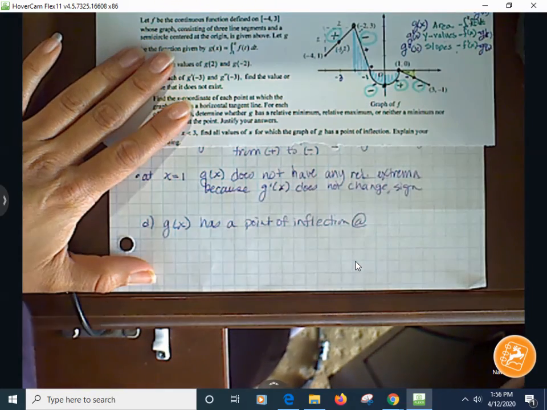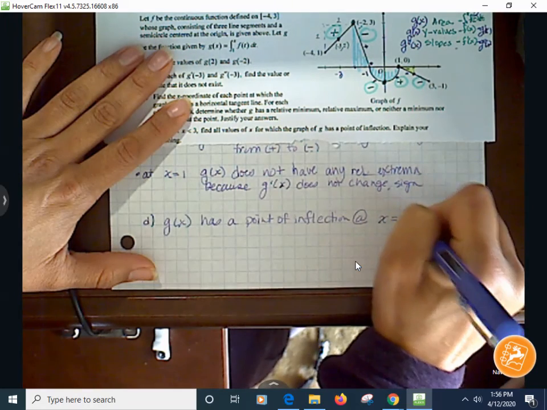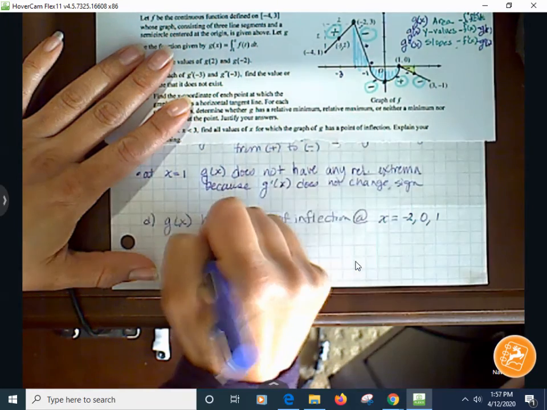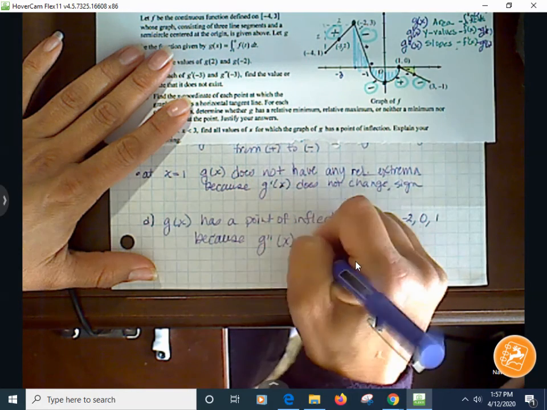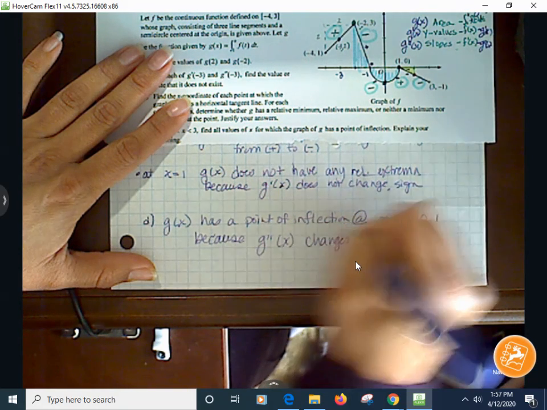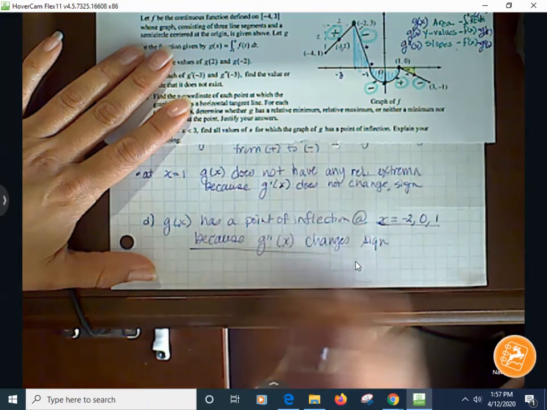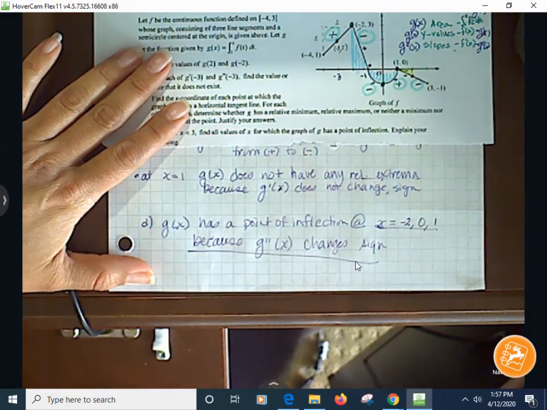Okay, so g of x has a point of inflection at x equal to -2, 0, and 1 because g double prime of x changes sign. So this is your conclusion, and this is your justification. Of course, you want to write everything basically in complete sentences like I did.